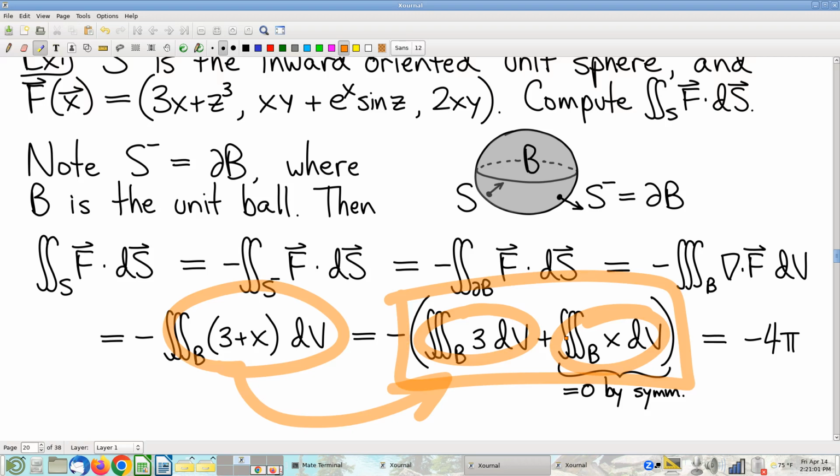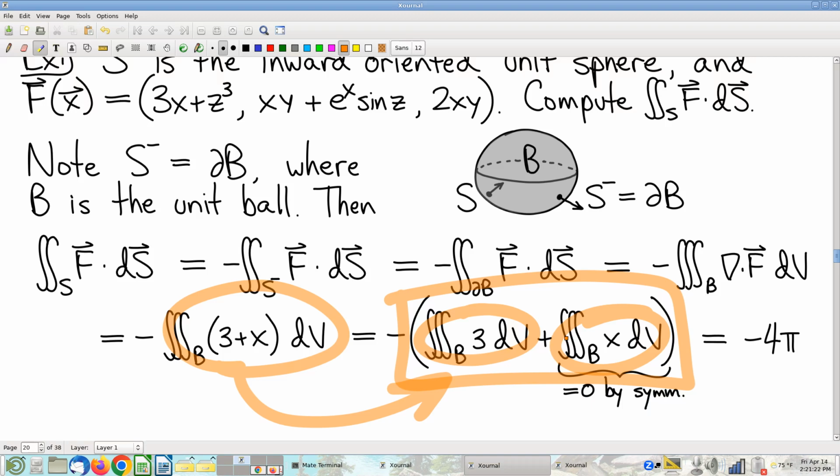3 is a constant. Just this integral here is just 3 times the volume. Easy. Boom. Geometry problem. This integrand's awesome for a different reason. The integrand is x. It has an odd symmetry over a plane, which is also a plane of symmetry of our ball. That integral is 0 by symmetry.